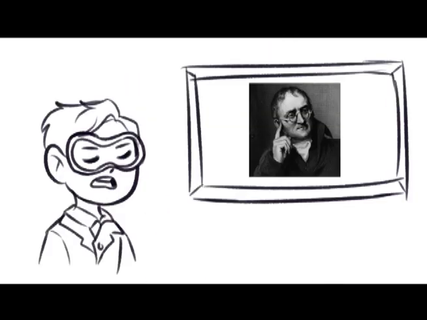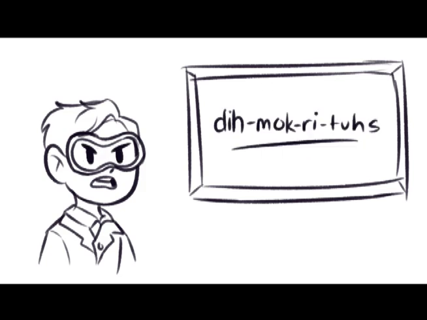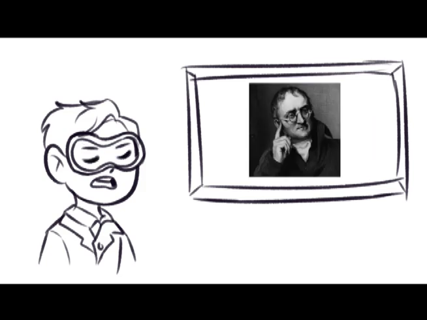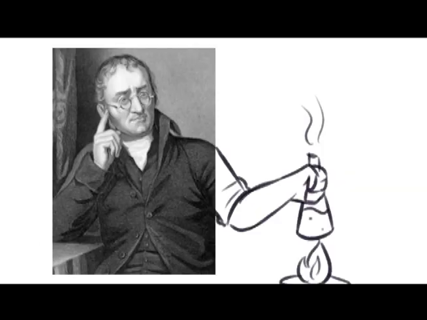John Dalton progressed Democritus's atomic theory by proving it with actual experiments. Dalton added on to his theory by discovering that atoms from one element can be changed into atoms of a different element with experiments of evaporation.